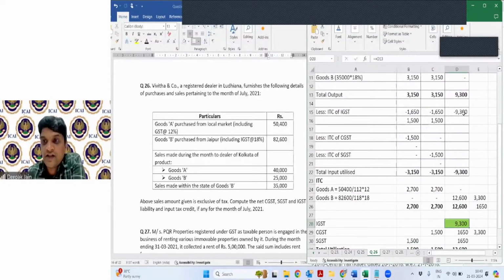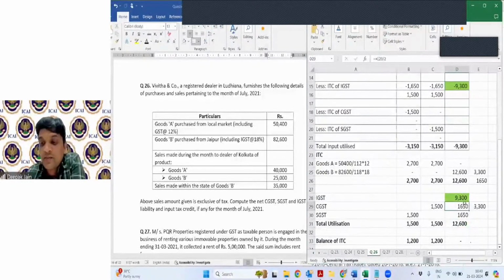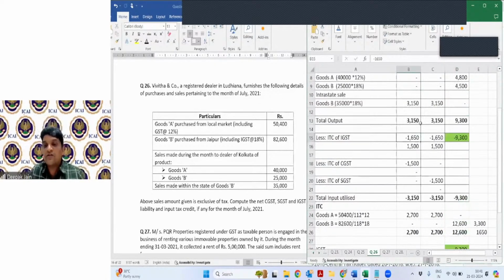Okay, which is getting utilized here. Next is the balance of IGST. How much is left? 12,600 minus 9,300. This I will utilize equally for CGST and SGST, 1,650 each. Okay, I've utilized this equally. So 1,650 I will reduce from my liability of CGST and 1,650 from the liability of SGST.